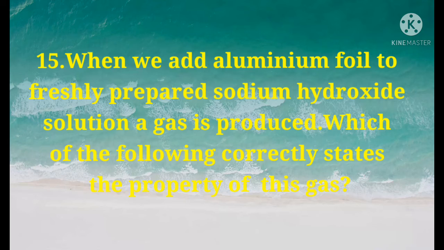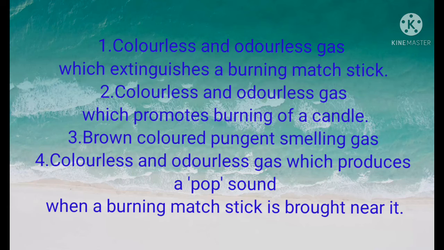When we add aluminium foil to freshly prepared sodium hydroxide solution, a gas is produced. Which of the following correctly states the property of this gas? Number 1, colorless and odorless gas which extinguishes a burning matchstick. Number 2, colorless and odorless gas which promotes burning of a candle. Number 3, brown colored pungent smelling gas. Number 4, colorless and odorless gas which produces a pop sound when a burning matchstick is brought near it.